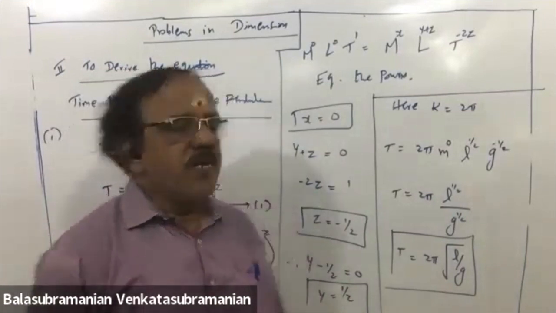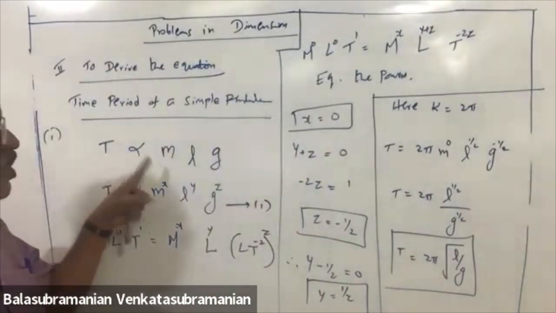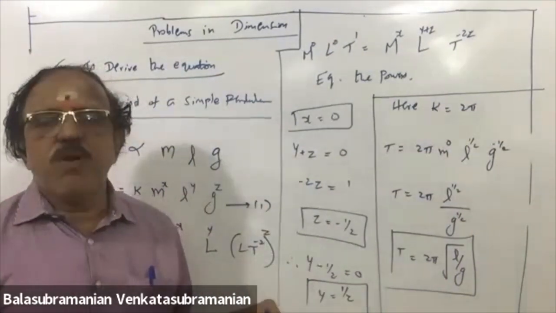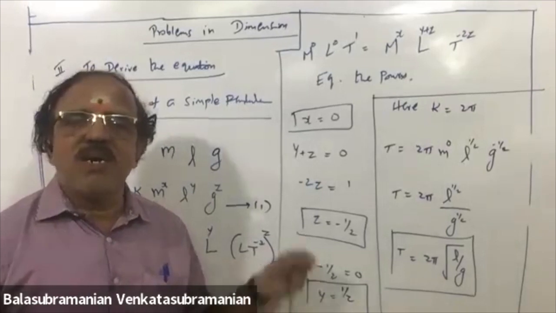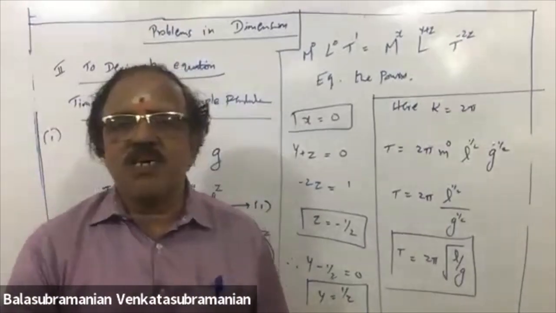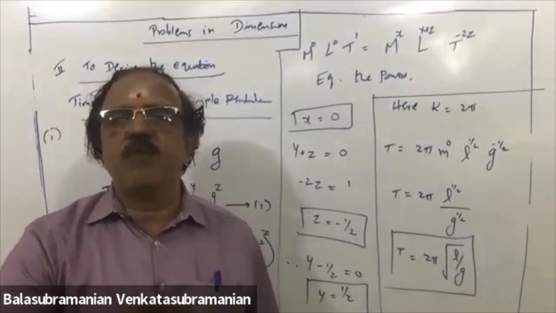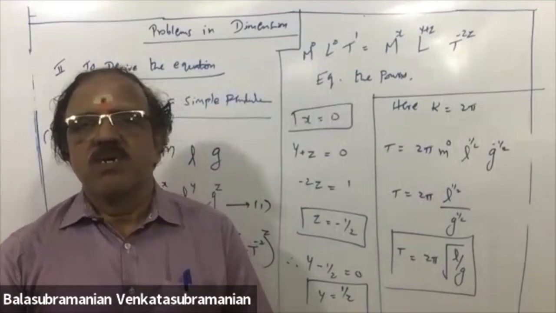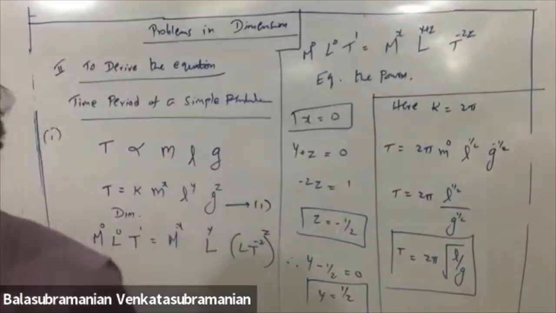So the time period T depends on three factors: mass of the bob, length of the pendulum, acceleration due to gravity. Using the dimensional method, derive an expression for time period. This is the question. Like that, two more questions we will do.